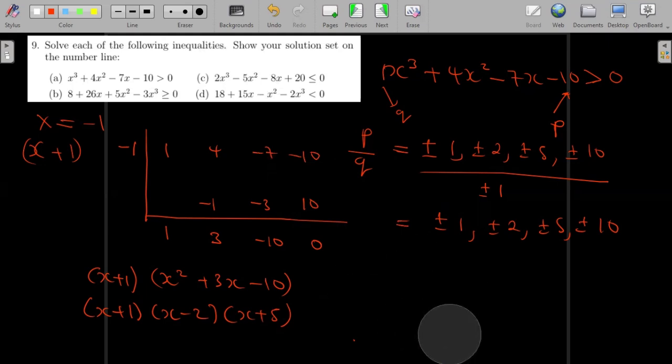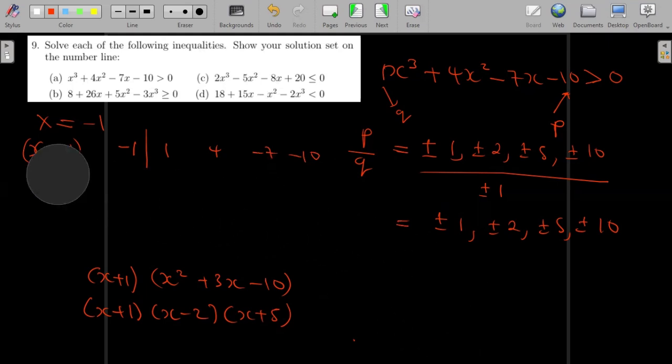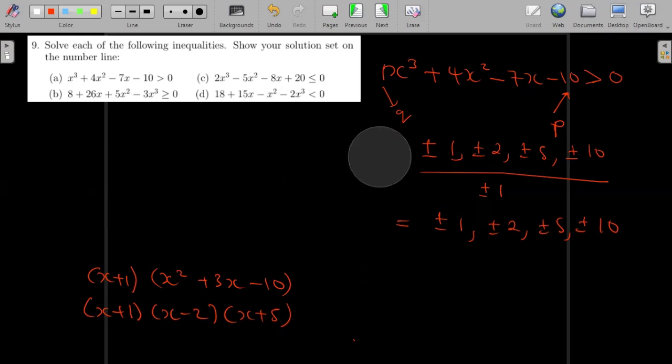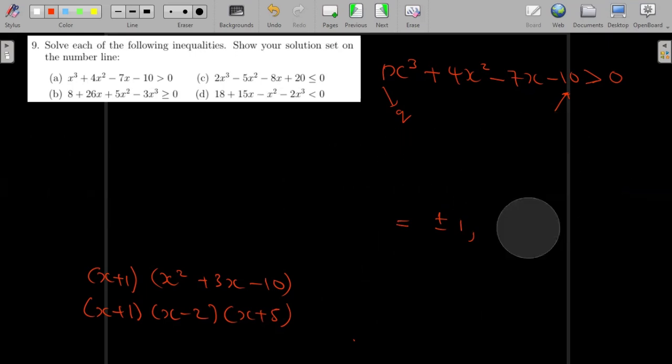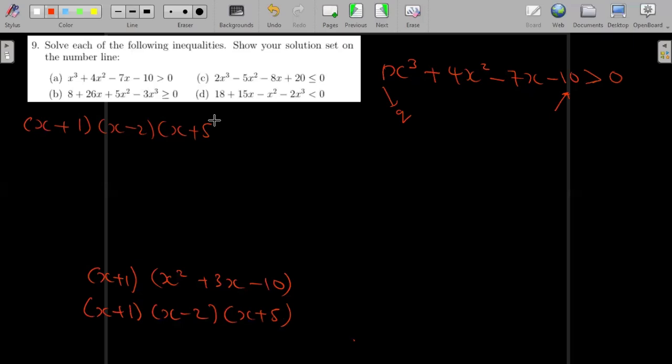Now I go back to my inequality after getting those. What we want here is for it to be greater than 0. So we've factorized it: x plus 1, x minus 2, then x plus 5. We're saying this has to be greater than 0.